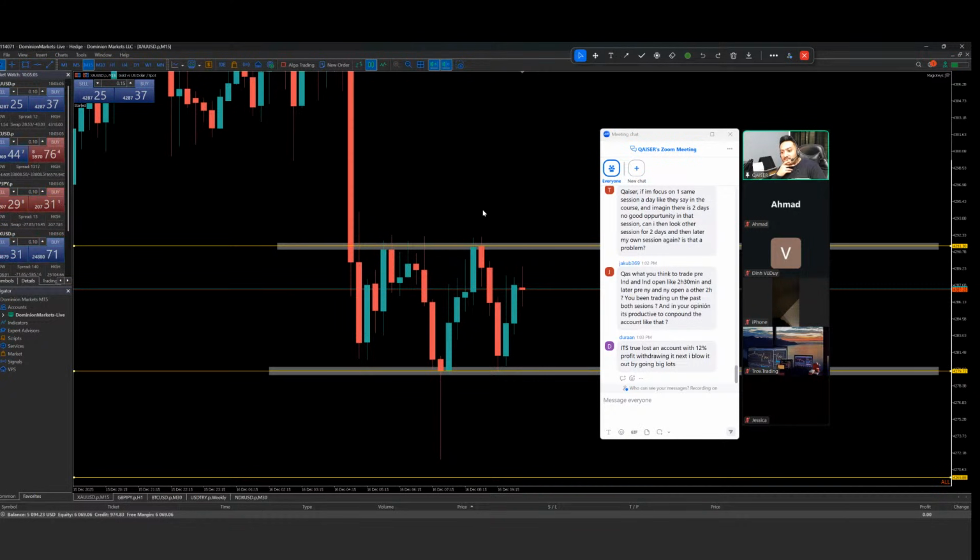So that time when you are sitting on the chart, you have to understand these 3 to 4 hours totally belong to the forex industry only, and nothing else is going to disturb you. So it's very important to understand.